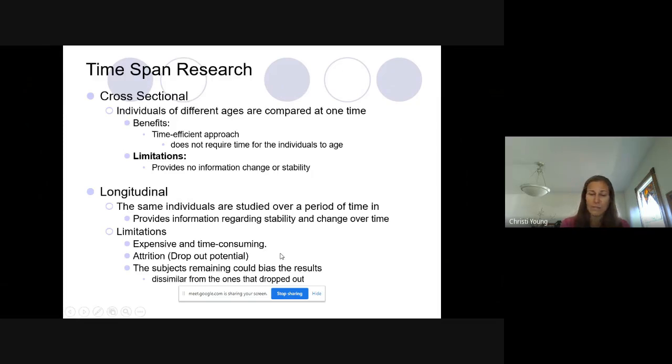So all of the different research methods have pros and cons, and you really have to think of what your research question is and find the right research method for you.